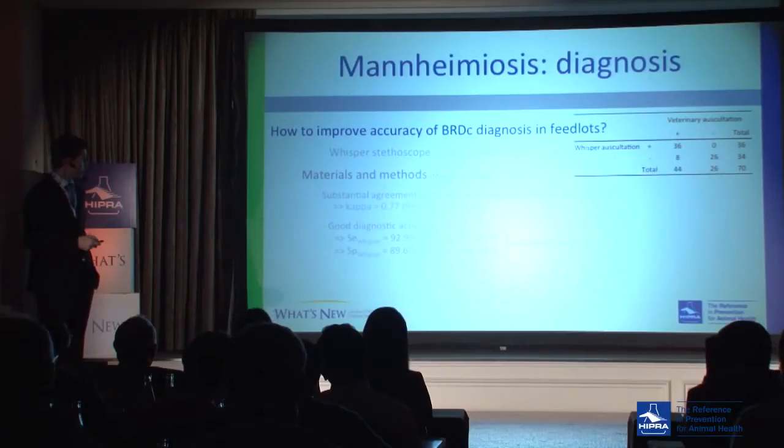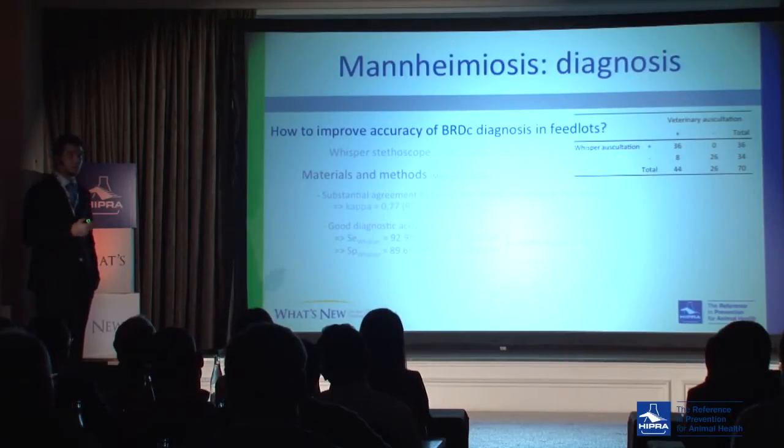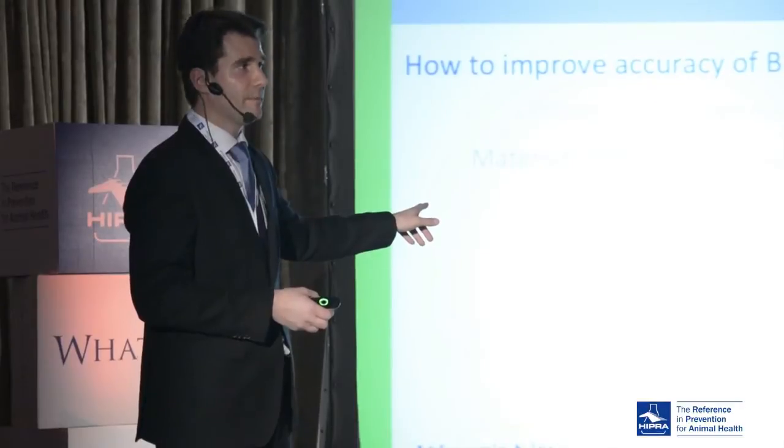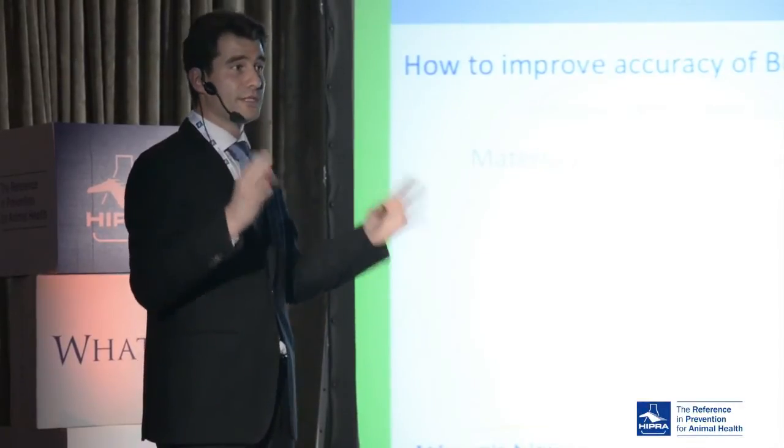And what I did find is a substantial agreement between the veterinary auscultation and the Whisper auscultation. As you can see here, only 8 out of the 70 paired auscultations were discordant. In other words, most of the auscultations were positive on both or negative on both. And when I calculated the accuracy, I found a sensitivity of 92%, 93% and a specificity of 90%. However, you can see those wide credible intervals because we do not have a very huge sample size.